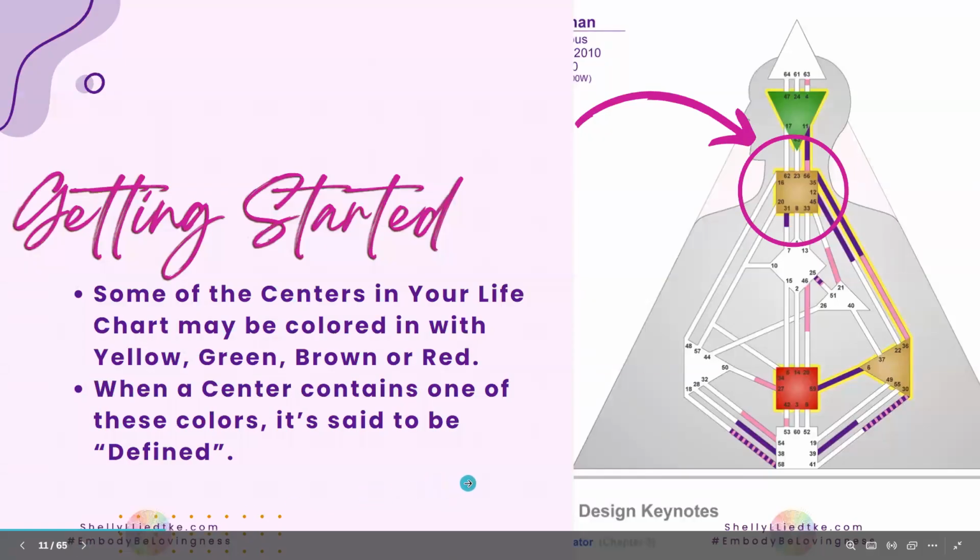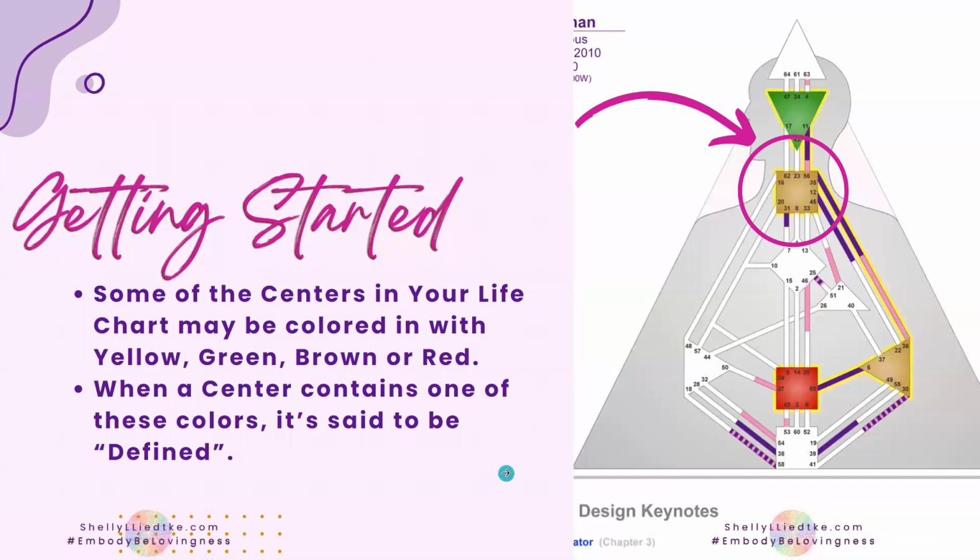So some of the centers in your life chart may be colored in with yellow, green, brown, or red. And when a center contains one of these colors, it's said to be defined. So when we look over here, the throat center is colored in brown. And the reason that it is colored in is because this channel connects down here to the emotion center. So that makes them both colored in.